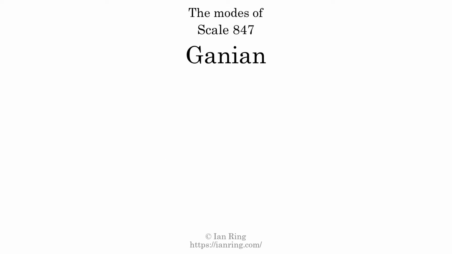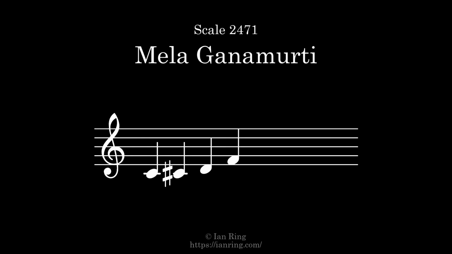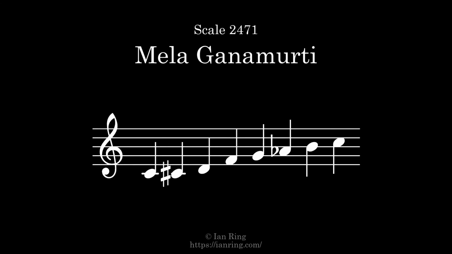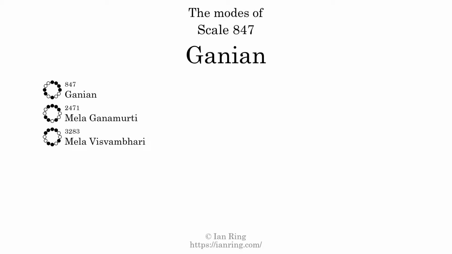This scale has 7 modes. The first mode is itself. The second mode is scale 2471, also known as Ganian. It sounds like this. The third mode is scale 3283, also known as Ganian. It sounds like this.